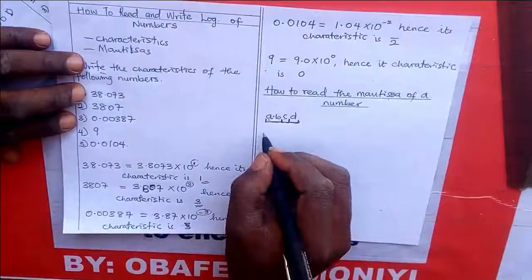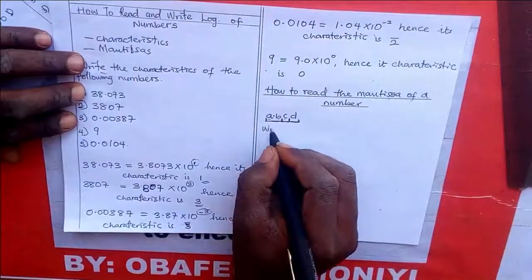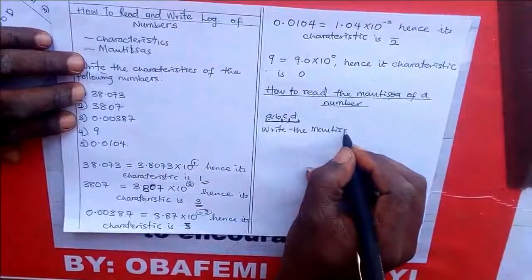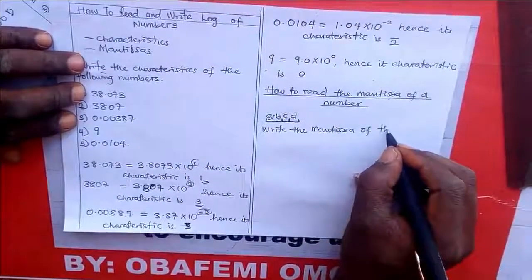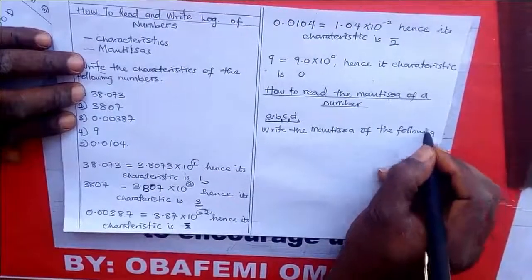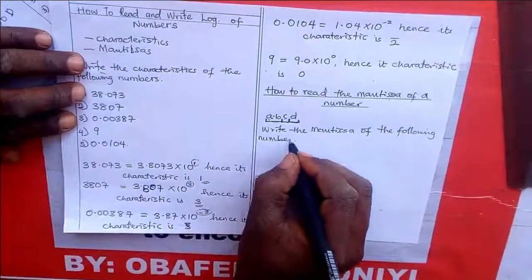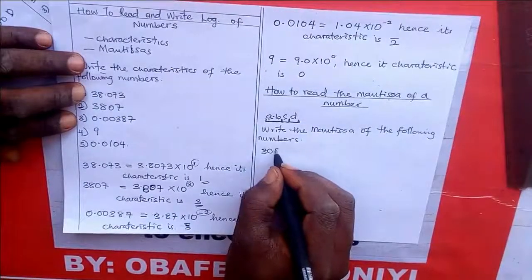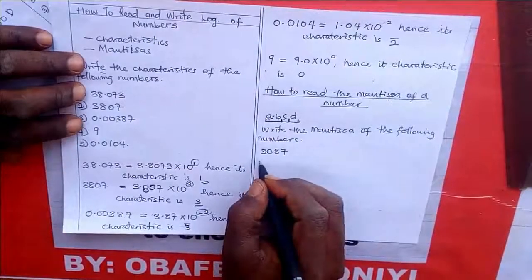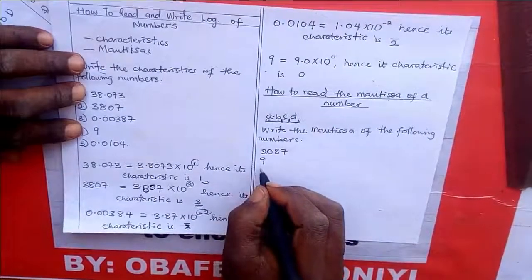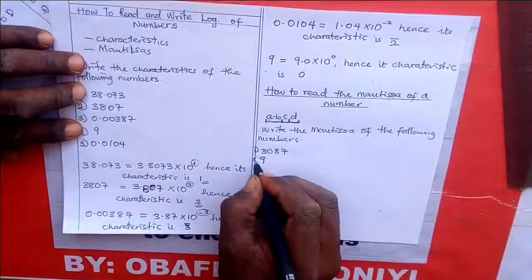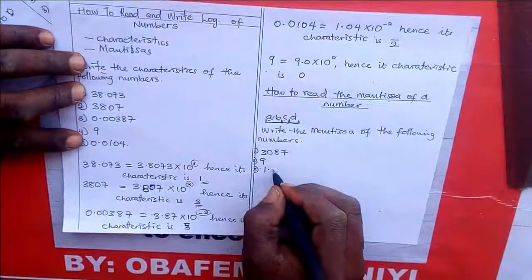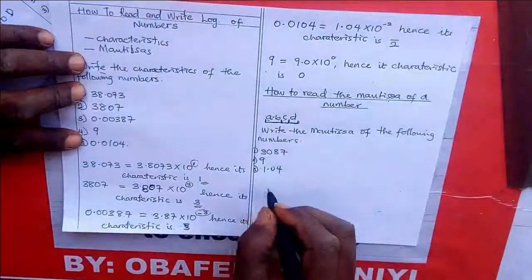So I have to read the mantissa. Write the mantissa of the following numbers: 3.087, 9, 1.04, and so on.